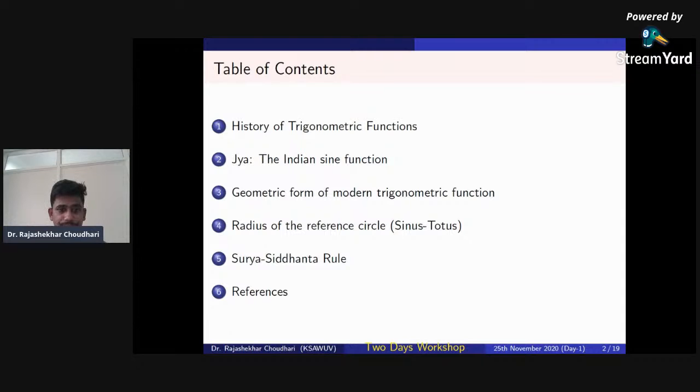In the third part, we will also see how modern trigonometric functions were defined, and in the fourth section, we will be knowing the value of radius, which was considered by several scholars and has been used in most of the historical calculations. In the last section, we will learn to construct the sine table using the method proposed by Surya. So it was also known as the Surya Siddhanta rule.